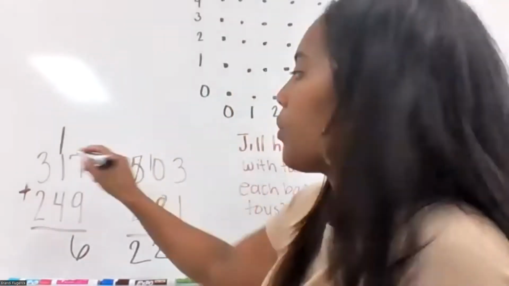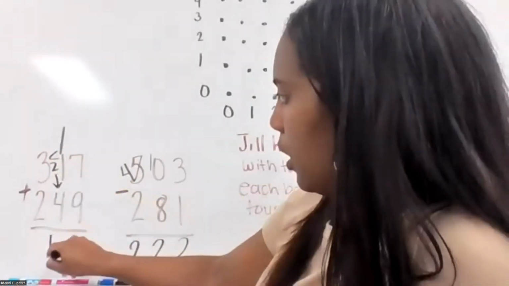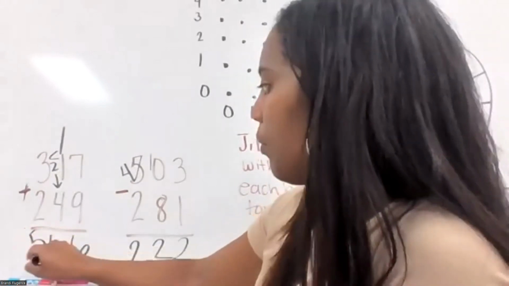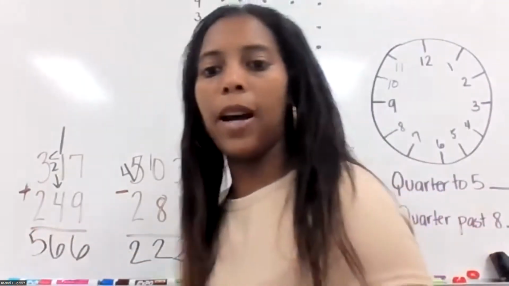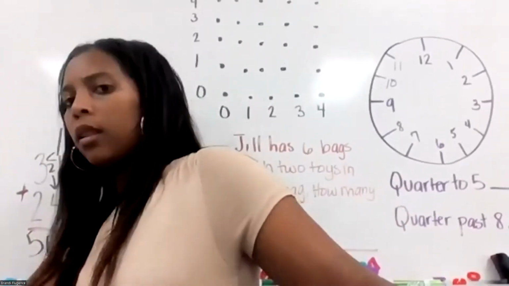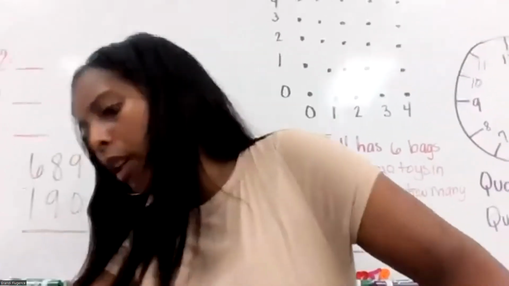Okay, what's next? 1 plus 1 equals 2. 2 plus 4 equals 6. Good. 3 plus 2 equals 5. Good. Answer is 560. Excuse me, 566. Okay, 566. Okay, next one. And now we're going to subtraction again.